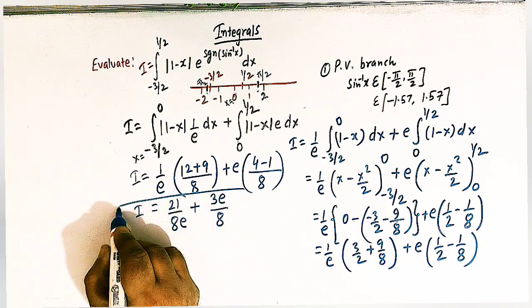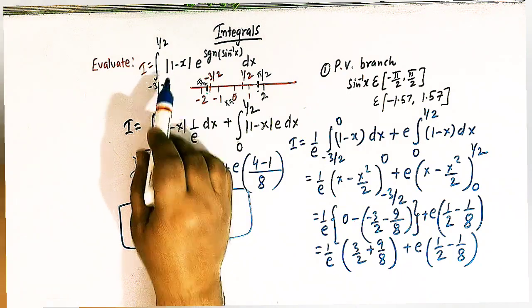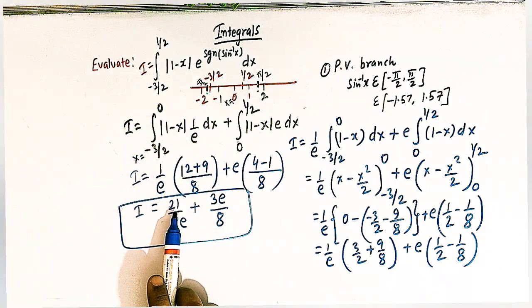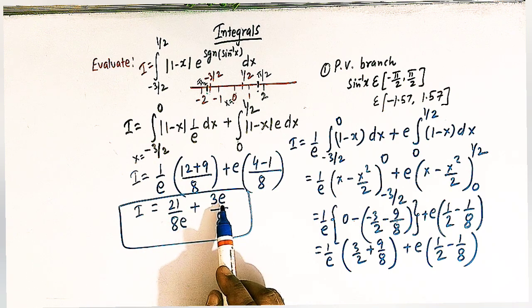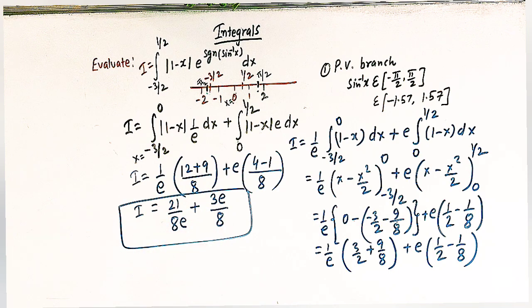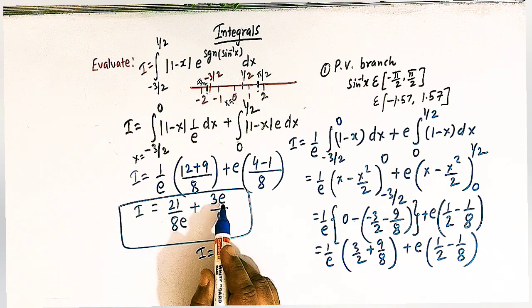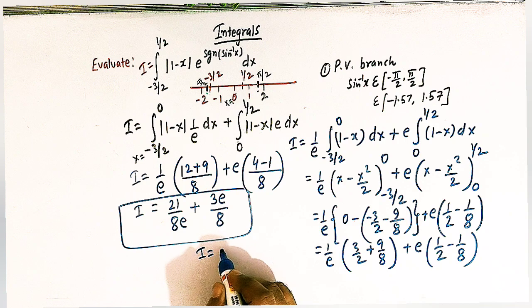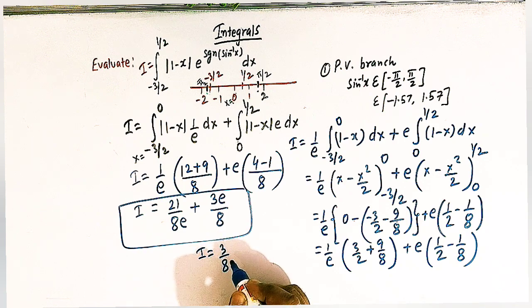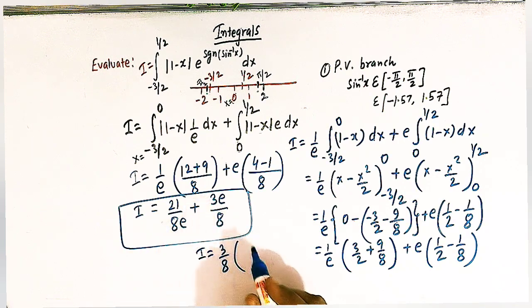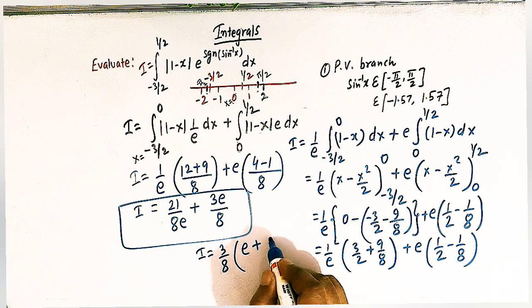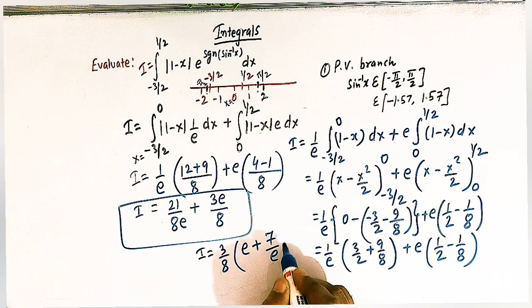So the value of this integral is given by 21 divided by 8 times e, plus 3 times e over 8. We can also express this as 3 by 8 common, then we have e plus 7 over e.